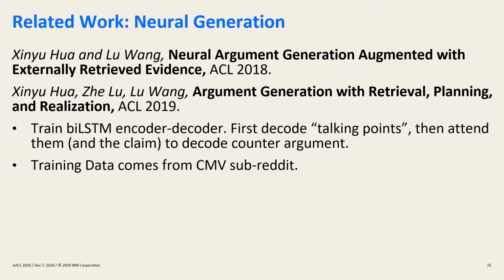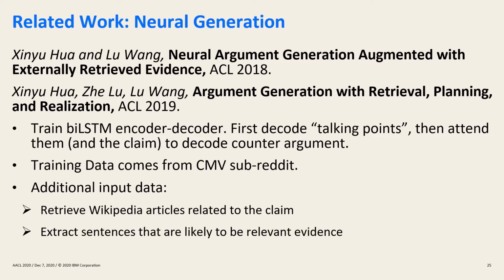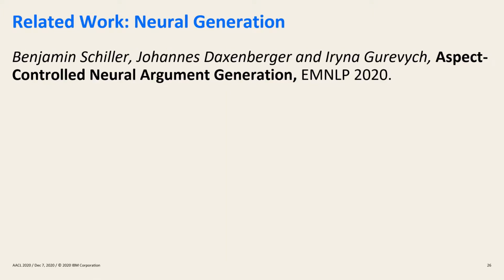They train on data coming from the Change My View subreddit, which is very popular in the field. And they have additional input. They retrieve Wikipedia articles which are related to the claim for which they're trying to construct a counter-argument. And they extract sentences that are likely to be relevant as evidence, and from them they generate the counter-argument, so you could say it's not completely de novo.